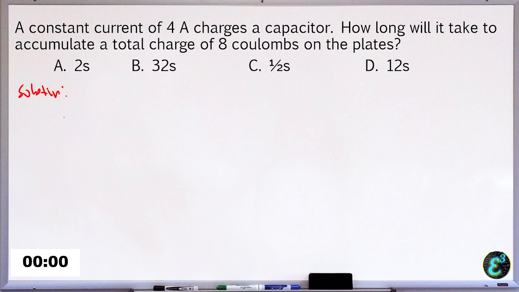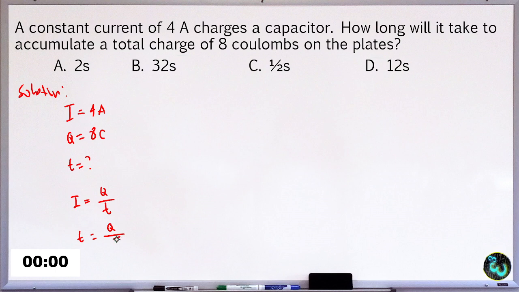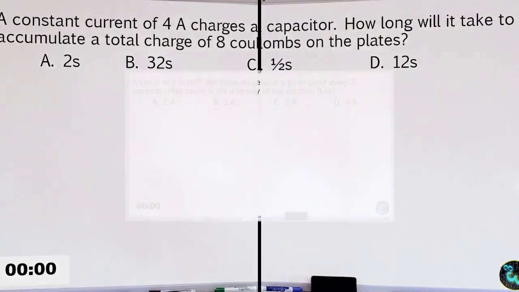Okay, solution. So given natin current is equal to ano ba yan? Okay, so current is equal to 4 amperes. Tapos yung ating charge is 8 coulombs. Ang hinahanap is time. So the formula is current is equal to charge over time. So ipagpalit lang natin tong current at time. So time will be equal to charge over current. So we have the charge is 8 coulombs divided by 4 amperes. So 8 divided by 4, that is 2 seconds. So letter A yung tamang sagot. Okay, next.